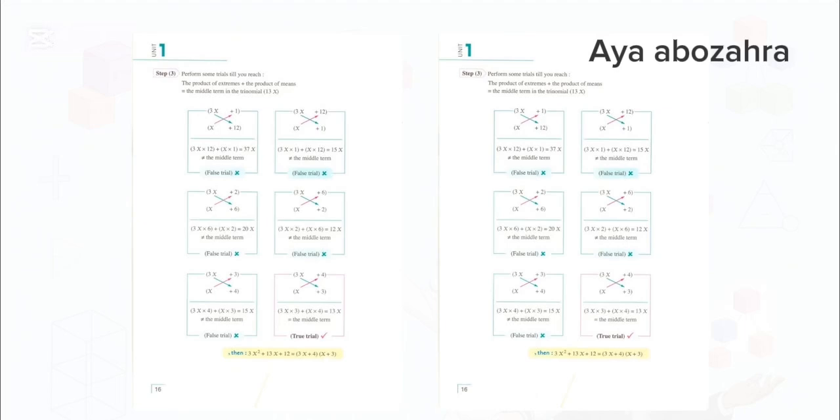Now, this part is all about testing things out, so don't get discouraged if the first try doesn't work. It's supposed to be trial and error. So if we try pairing 3x with 1 and x with 12, a quick cross-multiplication gives us a middle term of 37x. Nope, not it. Okay, how about 3x with 2 and x with 6? That gives us 20x. Still not a match.